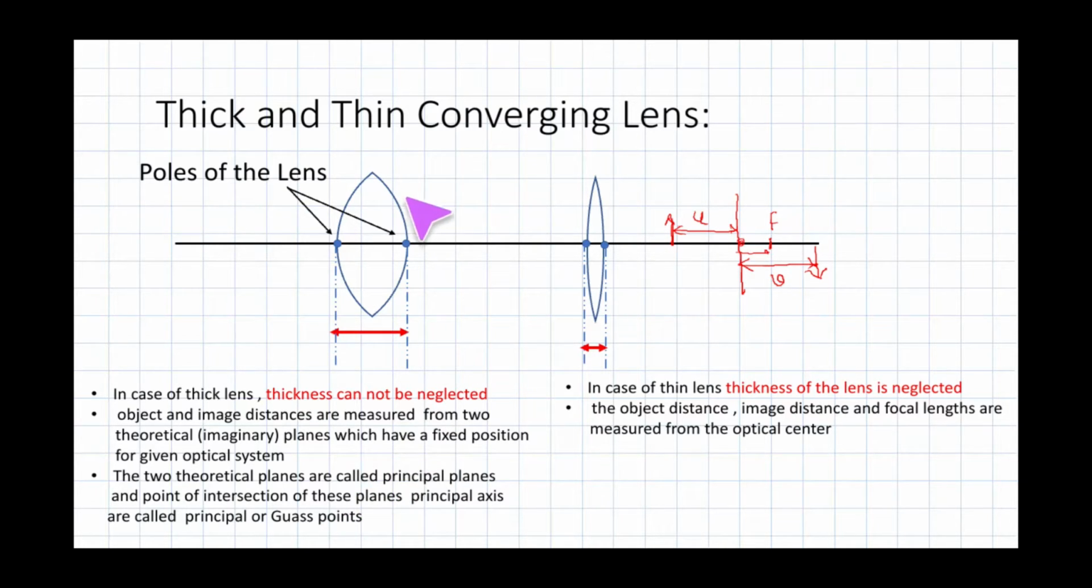So for our study, initially we are going to consider only thin lenses, in which the poles are supposed to be at the optical center because the thickness is very small and is neglected, and that is why distance will be measured from the optical center, remember that. Here in case of a thin lens, the object distance, image distance and focal lengths are measured directly from the optical center.